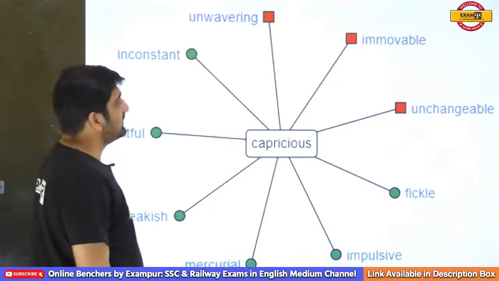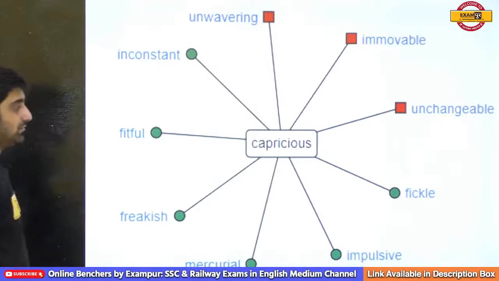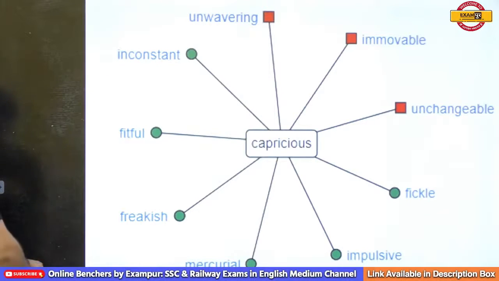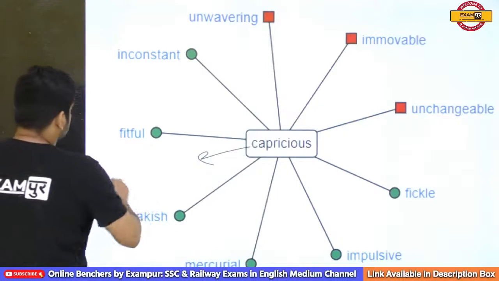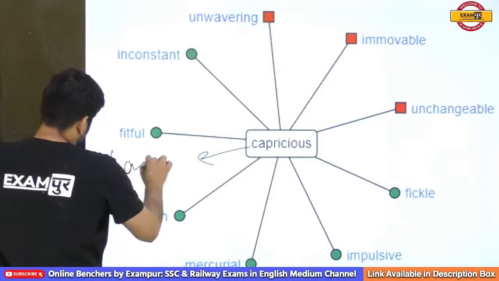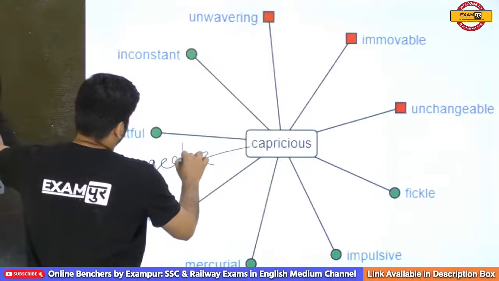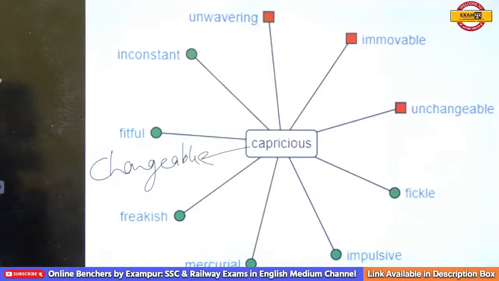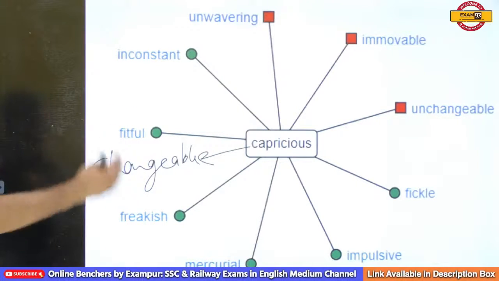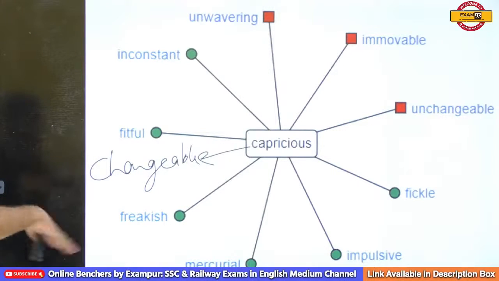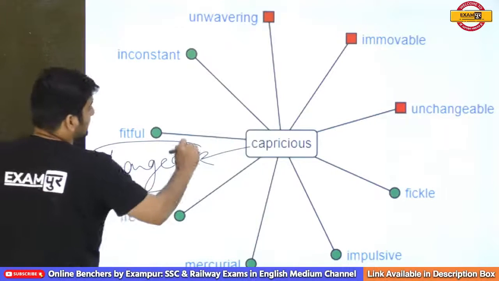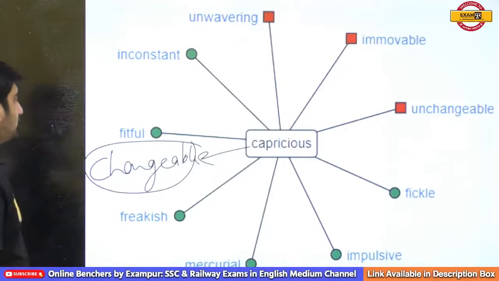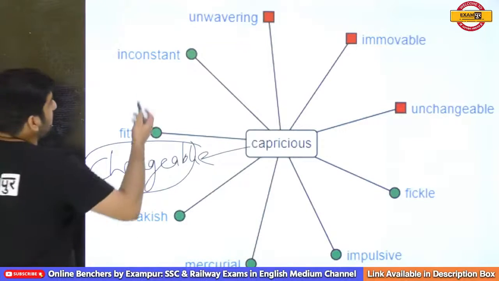Capricious basically means changeable. Capricious means changeable. I repeat, capricious means changeable. One that is rapidly changed or is changeable is capricious. What do you mean by changeable?